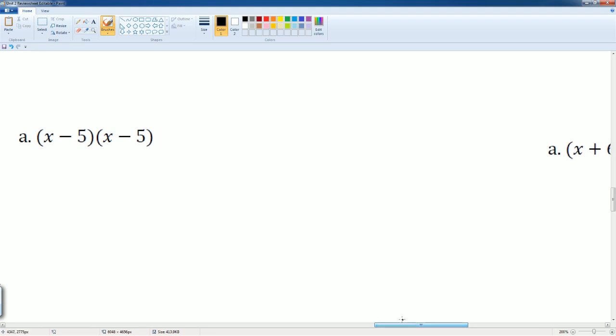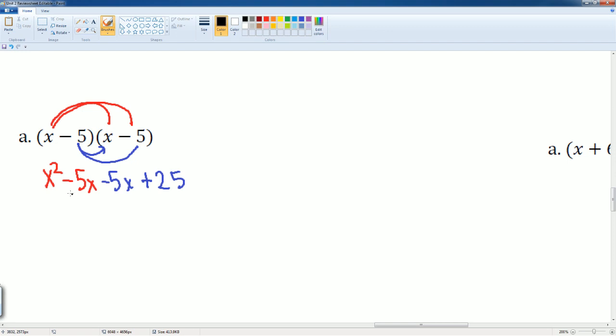Let's do B. Same thing here. Let's just distribute it and do it the long way. X times x gets you x squared. X times negative 5 gets you negative 5x. Let's distribute the bottom. Negative 5 times x gets you negative 5x. Negative 5 times negative 5 gets you a positive 25.